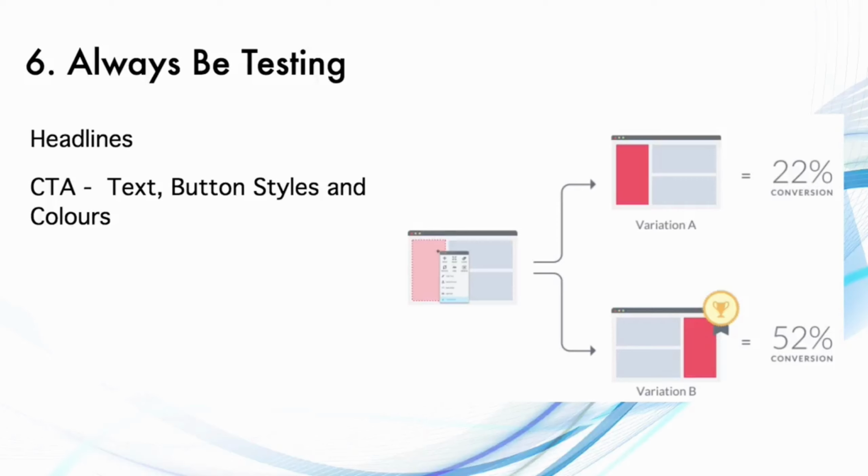You have to check the button styles. Will the shadow effect change the conversion rates in any way? Will the text "get access now" versus "get instant access" change the conversion rates? You have to test all these aspects.